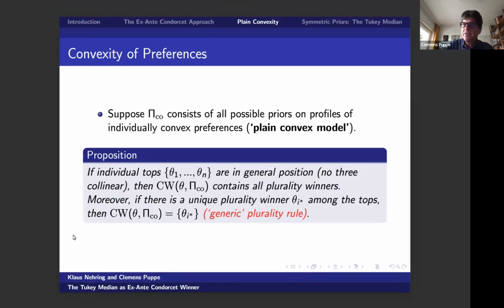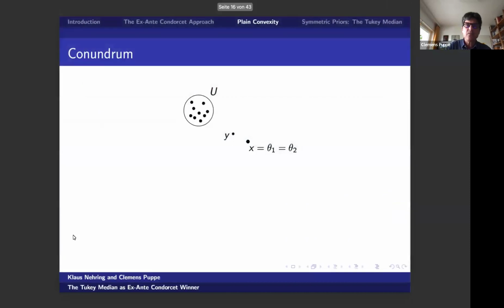You put so much knowledge now in the model, namely knowledge of convexity, right? The question is, why does it not reflect somehow in the ex ante Condorcet winners? And this is what we call the conundrum. And now this is probably the most important slide for you here, which I want to present now.